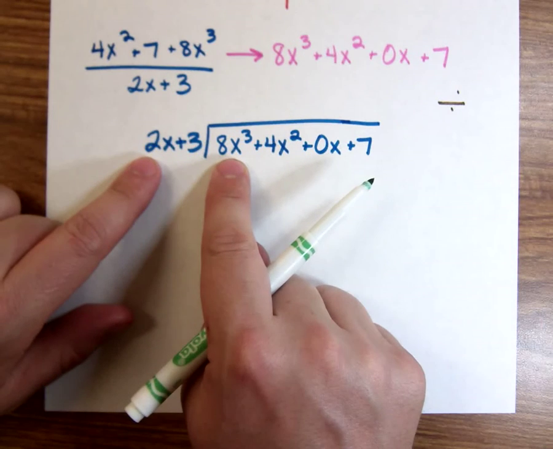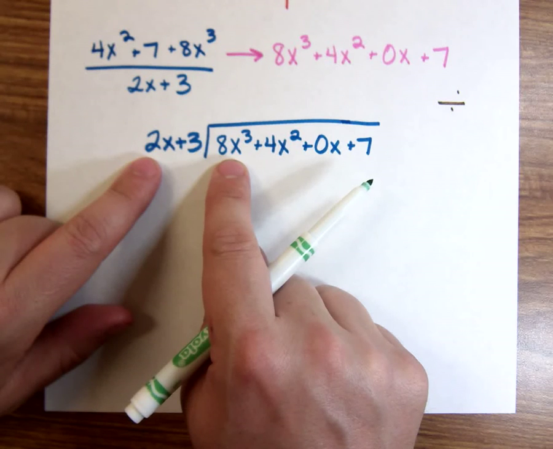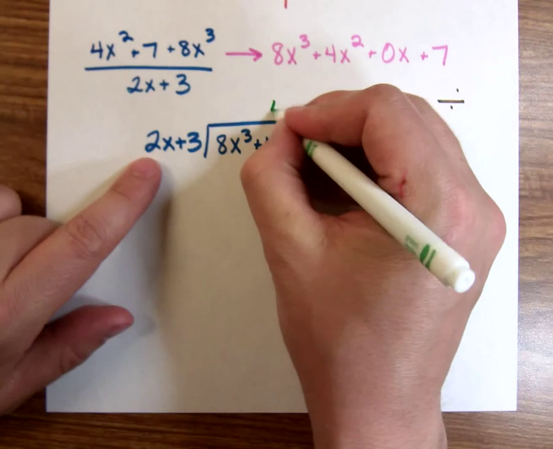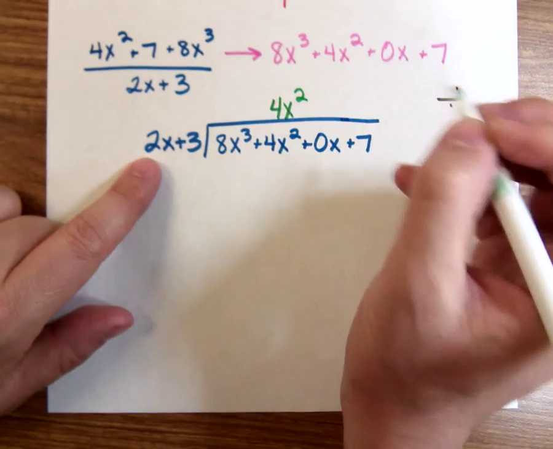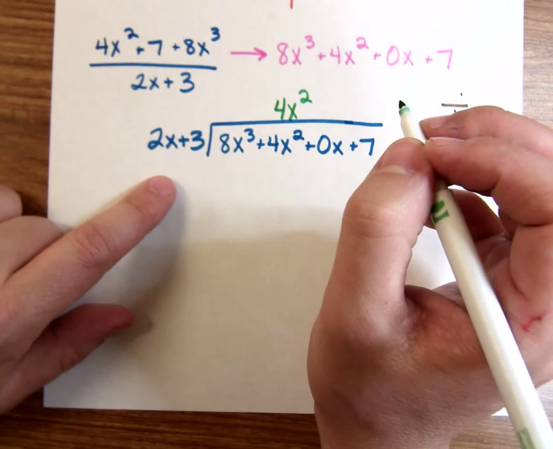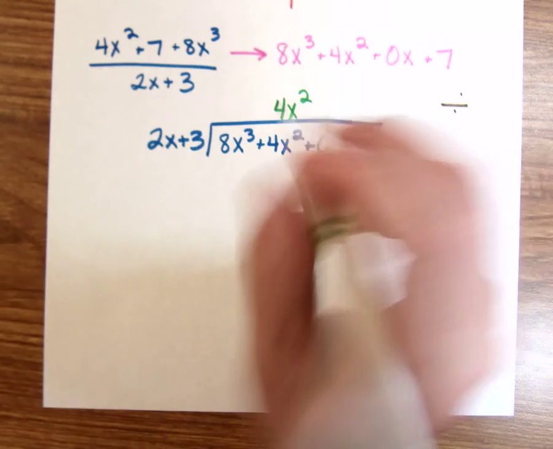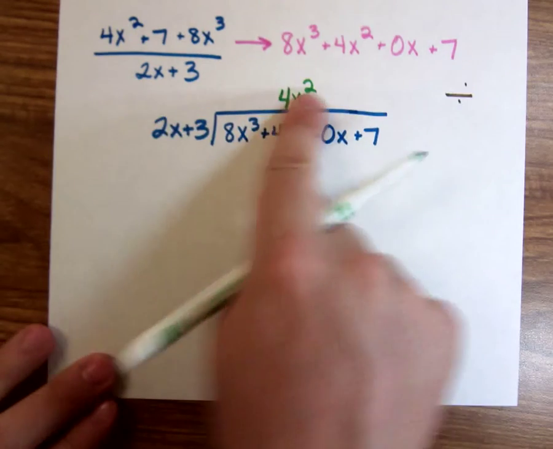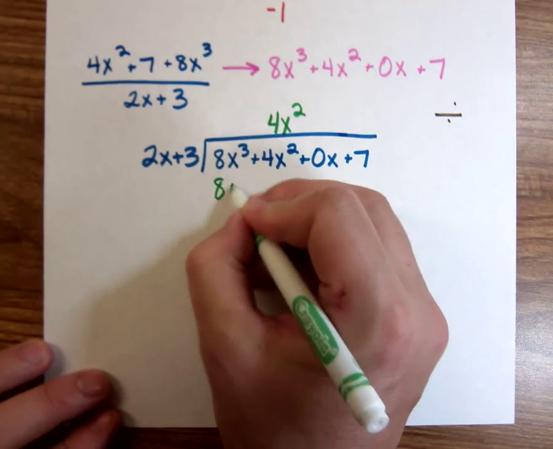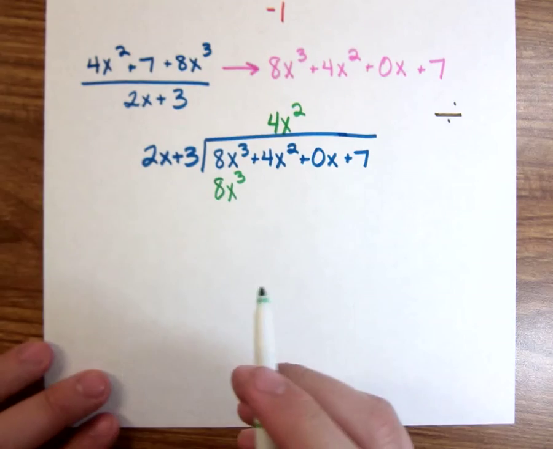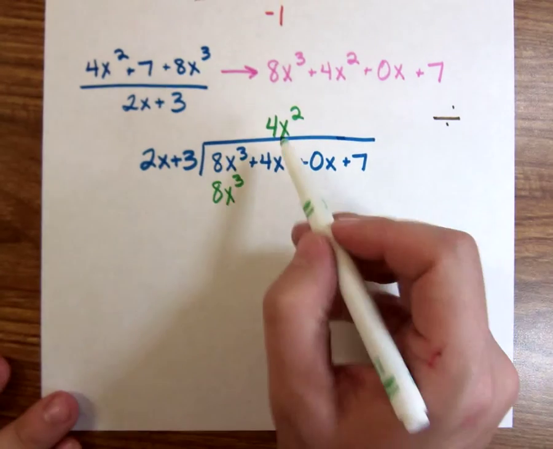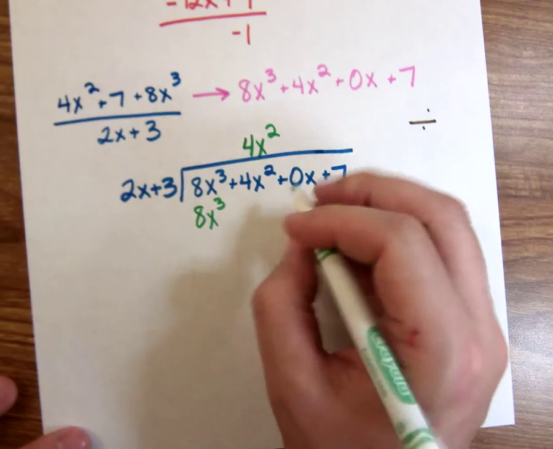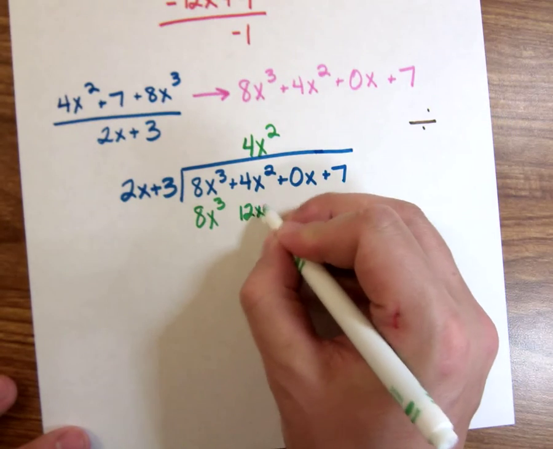All right, here we go. 8x cubed divided by 2x. 4x squared. So we stack it on the x squared column. And then we multiply. That's exactly right. 4x squared times 2x is 8x cubed. Okay. Then 4x squared times 3 is 12x squared.